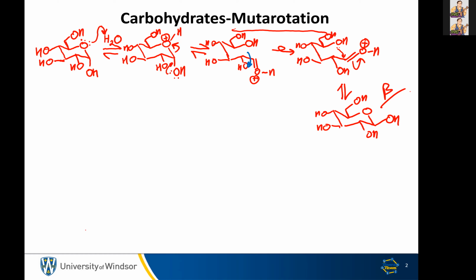This is the audience participation portion of the course. Sorry, which size forms faster, Ronas? 6. Nope, 6 does not form faster. It's not. 6 is more stable. Yes, but that doesn't make it the fastest.